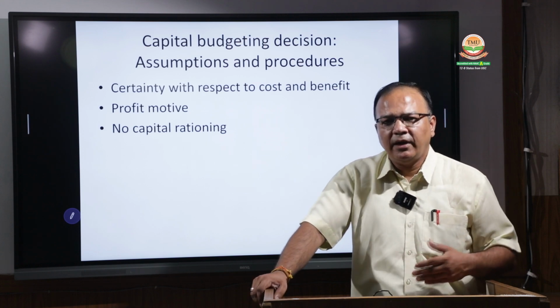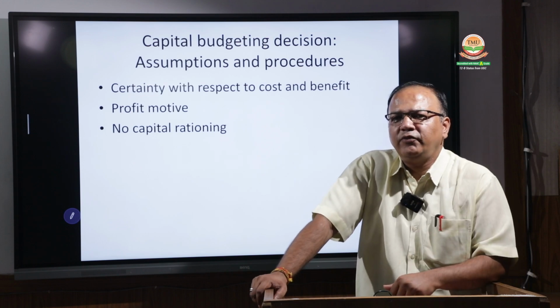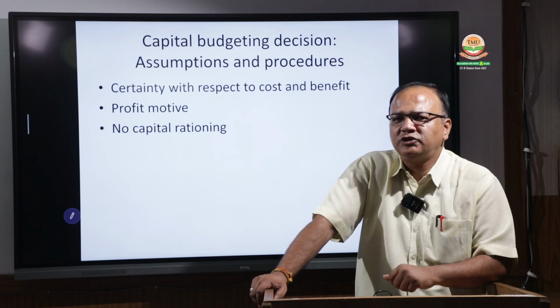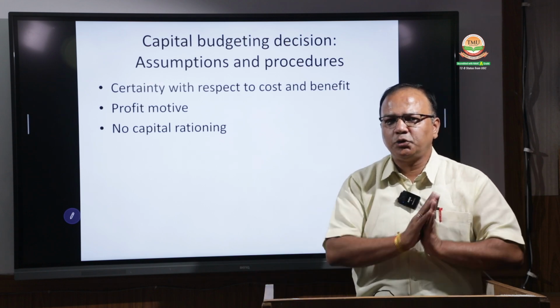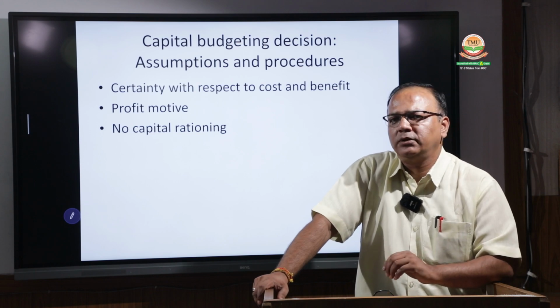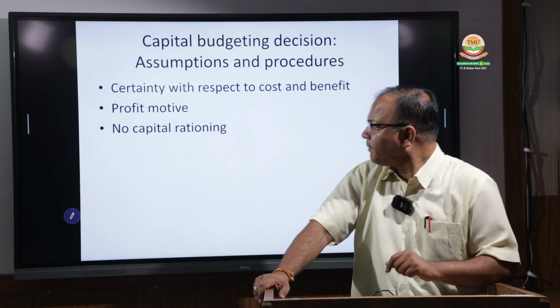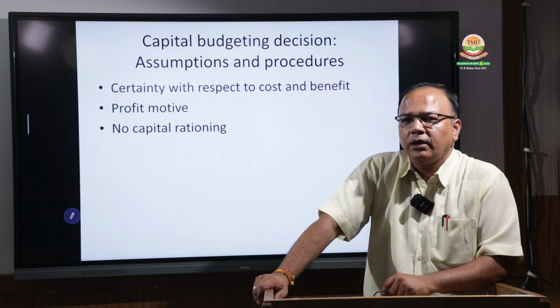Same time, if we are making the assumption that to start this business, we need rupees 20 lakh, then it should be rupees 20 lakh. That means, if we are making some assumption, it should be certain. There should not be fluctuation in the amount. So, number one, certainty. Number two, profit motive.